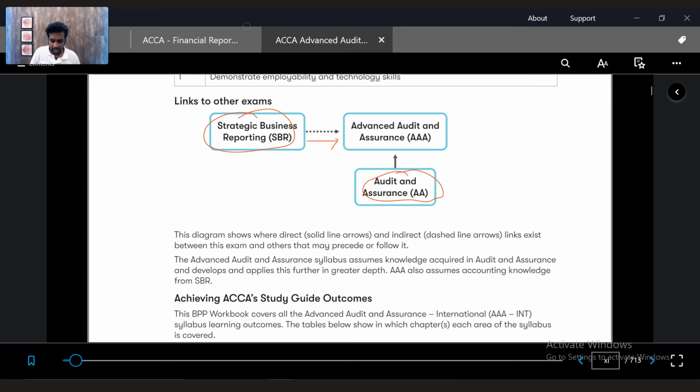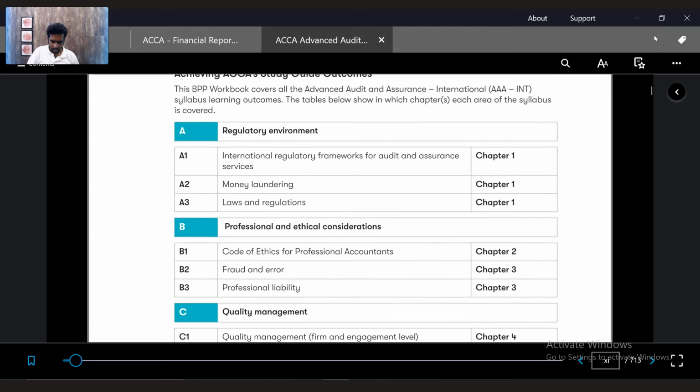There is also a direct relationship with AA. Whatever processes and procedures you learn in AA, AAA is the extension version. There is additional knowledge required, where you have to apply the knowledge in a deeper way and gain further skill sets compared to AA, but it's definitely an extension of AA. That's what the relationship with other subjects is all about.